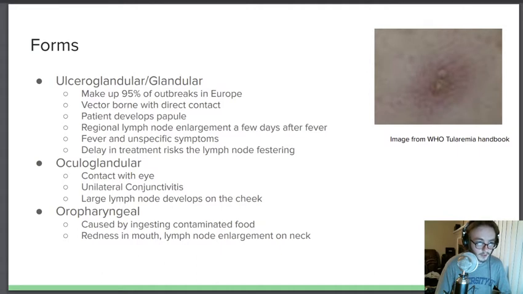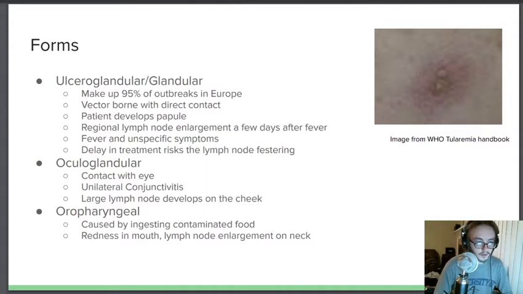The patient will develop a papule in the area the arthropod has infected, and this will grow into a pustule with an area of redness and swelling around it, and this will be followed by regional lymph node enlargement and a fever. The fever will be joined with unspecific symptoms such as nausea or vomiting, and delay in treatment of about 1 to 2 weeks will result in the lymph node festering, producing fluids and becoming much more dangerous.